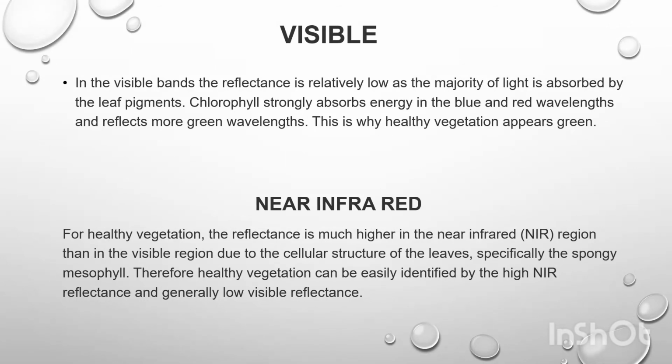Now, near infrared band. For healthy vegetation, the reflectance is much higher in the near infrared region than in the visible region due to the cellular structure of the leaves, specifically the spongy mesophyll. Therefore, healthy vegetation can be easily identified by the high NIR reflectance and generally low visible reflectance.